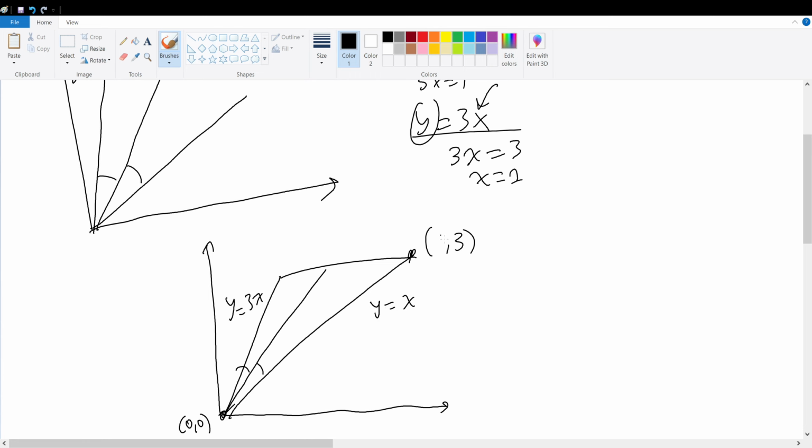Y must be equal to 3, because y is 3, so x is 3. Or x is 3, so y is 3. From this point right here, we just solved that this is 1 comma 3. So what is this point right here?